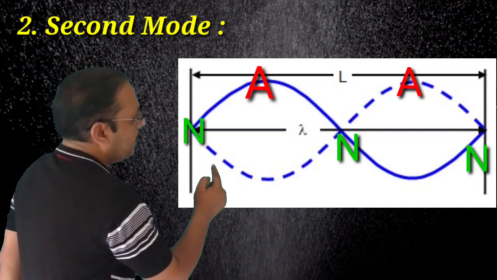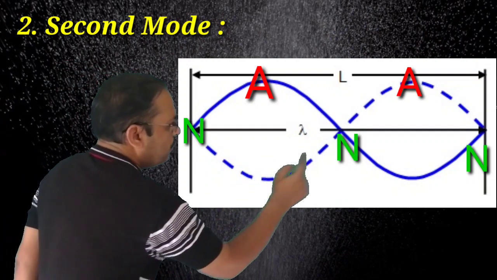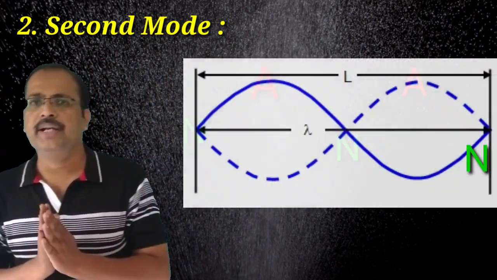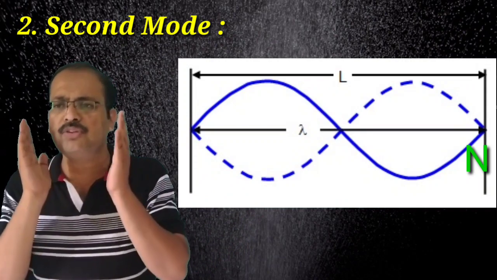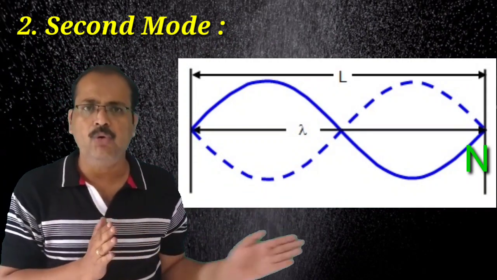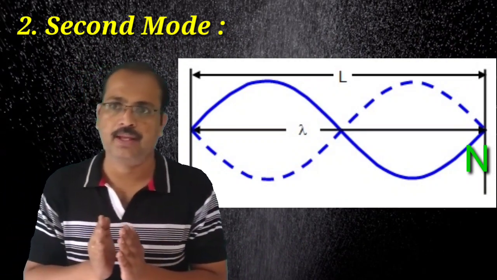From the diagram, node to node the distance is lambda by 2. This second node to third node is lambda by 2. Here, lambda 1 and n1 are the wavelength and frequency of vibration.